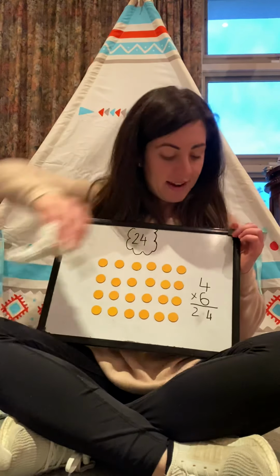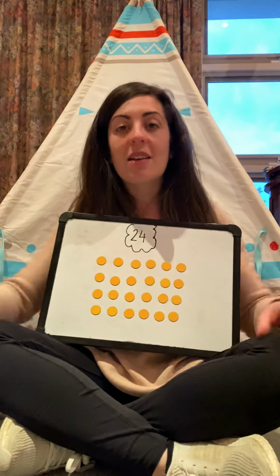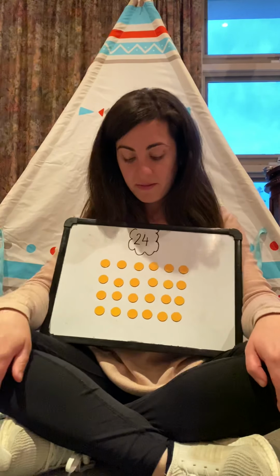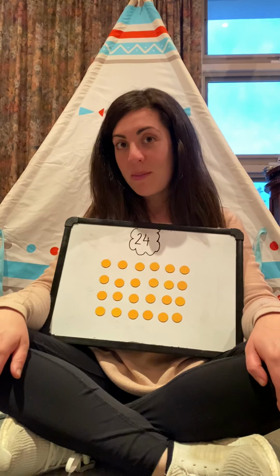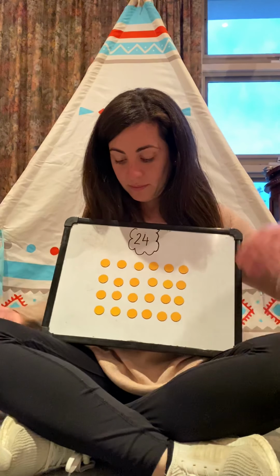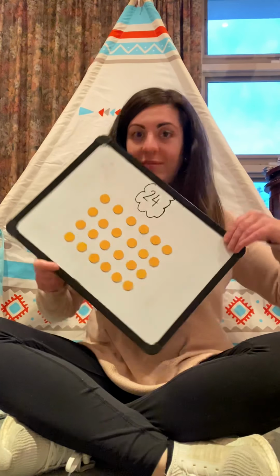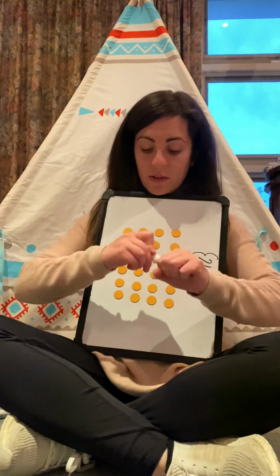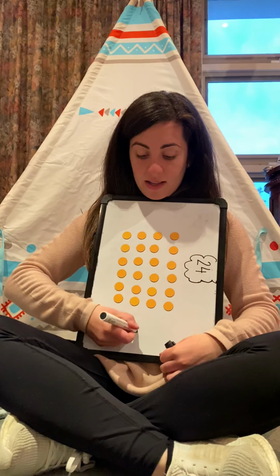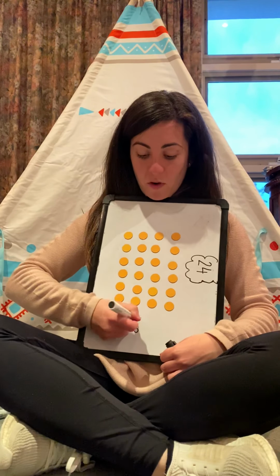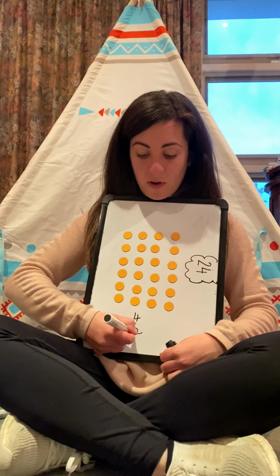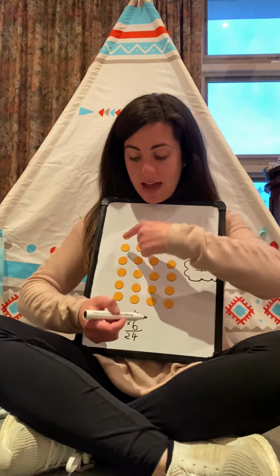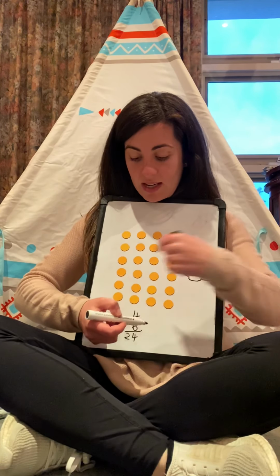I want you to do it again. That was one array that I made, but there's more arrays that I could do that look different. Anybody remember what we did yesterday? That's right. If I know that 6 groups of 4 is 24, then I know that I could swap these two numbers around. That 1, 2, 3, 4, 5, 6.